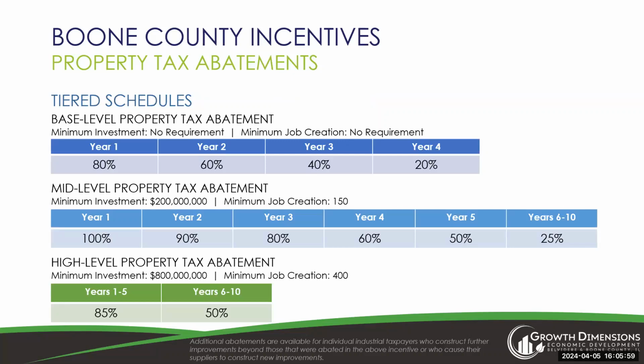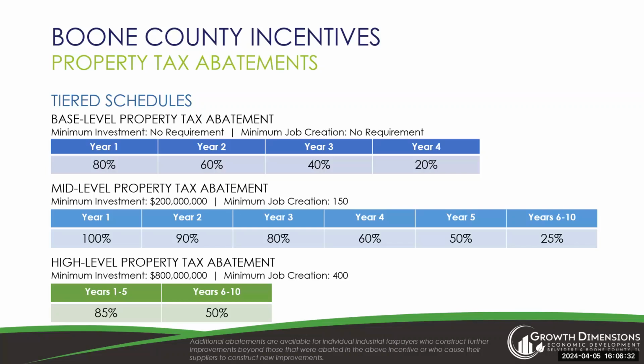The Belvidere-Boone County Enterprise Zone offers 3 levels of property tax abatement schedules. The level of monetary investment and job creation determines the abatement tier received by the property owner. There are no investment or job requirements for the base level property tax abatement. The base level receives 4 years of abatements, with the first year receiving an 80% discount, the second year at 60%, the third year at 40%, and the fourth and final year at 20%.